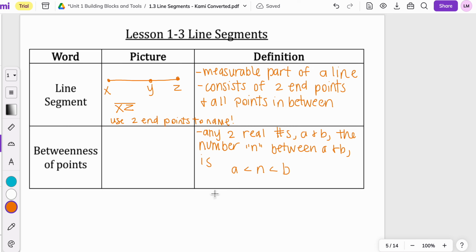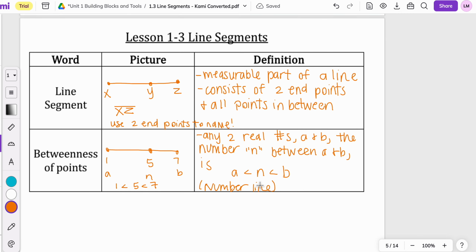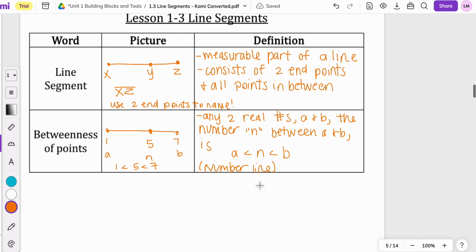And so what that's going to look like is maybe you have this number line and you have the numbers 1, 5, and 7. This could be standing for letter A, this could be letter B, and then N is in between. So that 1 is less than 5, which is less than 7. Okay, that's all it's going to look like. So you're going to think about this in terms of a number line whenever we start talking about distances. Let's go and make sure that's copied down. You can pause the video here, and then when you're ready, let's keep playing on.